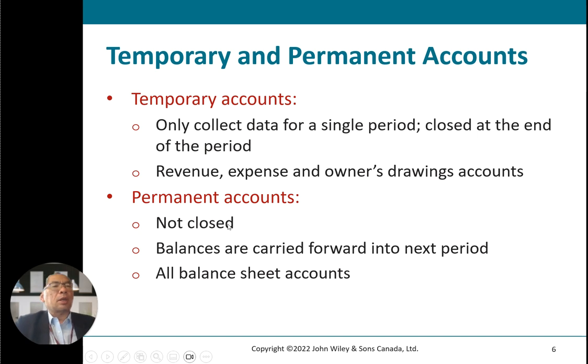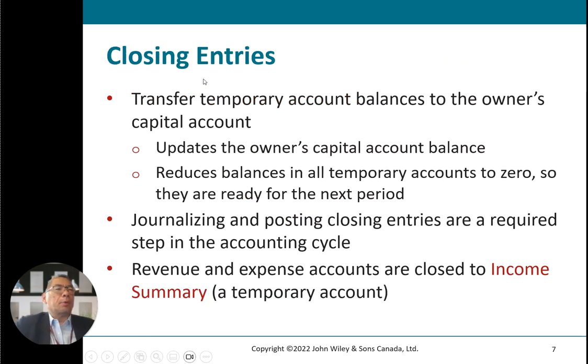A permanent account is not closed, but its balance is carried forward into the next period. These are mostly our balance sheet accounts. Now, closing entries transfer temporary account balances to the owner's capital account and update the owner's capital account balance. We balance all temporary accounts to 0 so that they are ready for the next period. Journalizing and posting closing entries are a required step in the accounting cycle.